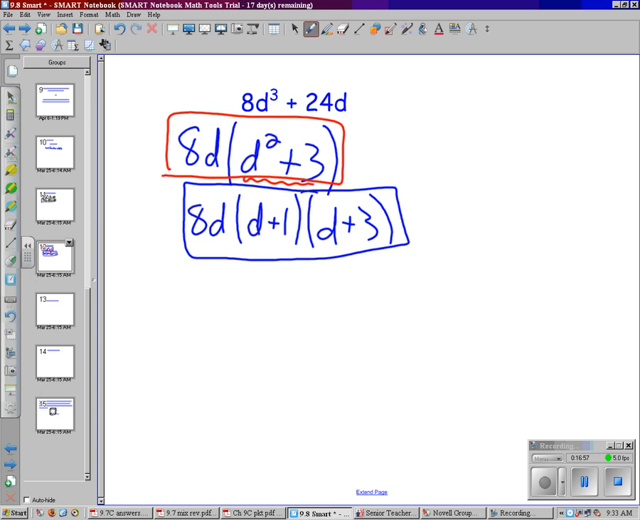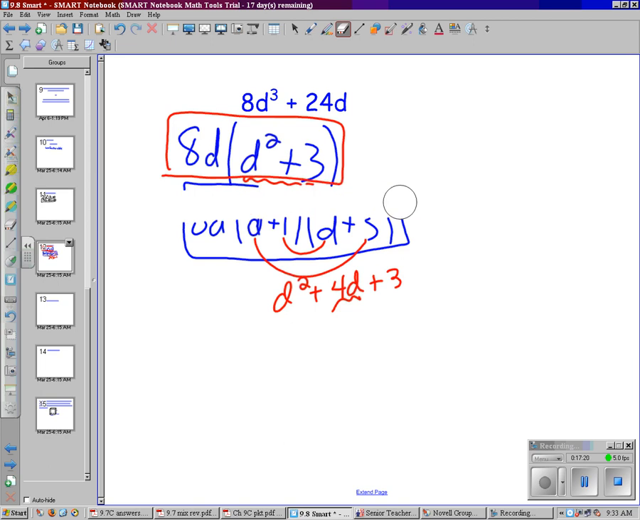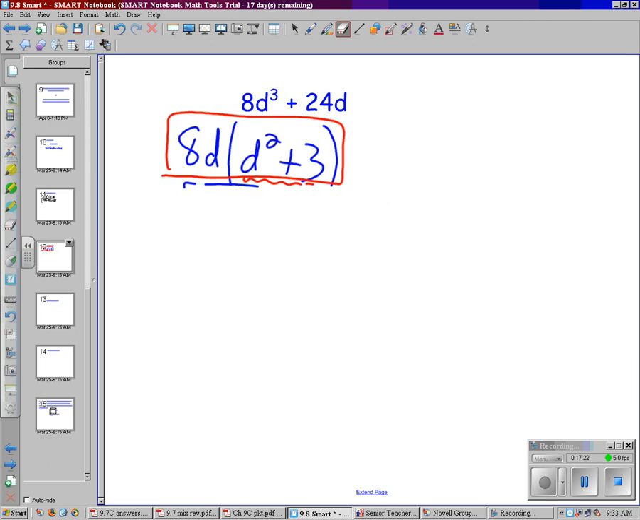Now, just for the sake of argument, if we would multiply these things together, what do we get? d squared plus 3, plus 4d plus 3. I get a 4d in the middle. There's no 4d up there. Yeah, that's what I was thinking. That's what I thought it was. Okay. So this goes away. All right. This should be your only answer. You guys take out a GCF? That was it. That's all you could do. You factored completely.